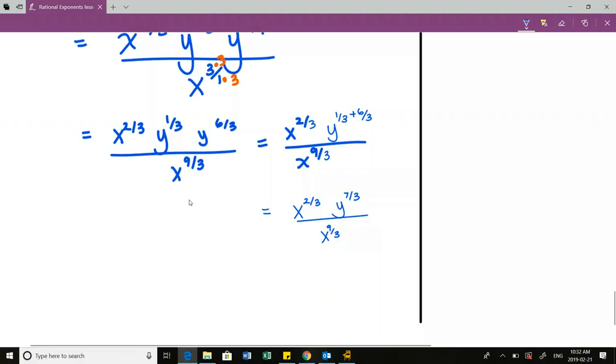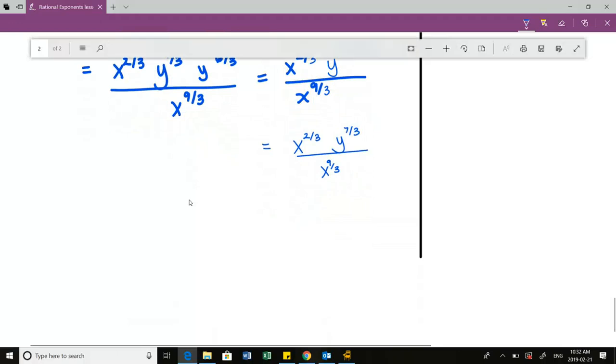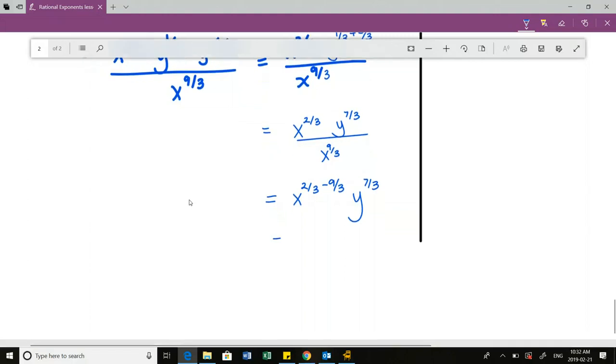Okay, now we'll take care of the x's. The x's are being divided, so I'm going to keep the base of the x and I will subtract the exponents. So it'll be 2/3 minus 9/3, which gives negative 7/3. Y will stay where it is for now, and y is positive 7/3.